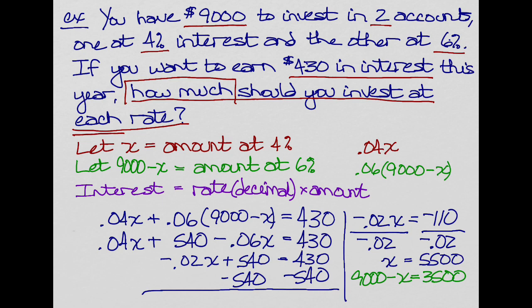And I'm going to write my answer. 5,500 I'm going to put at 4% and 3,500 at 6%.